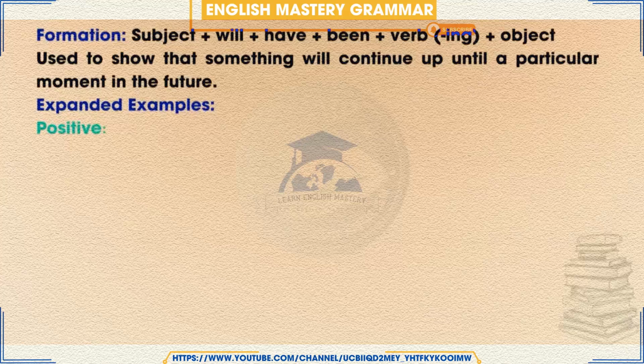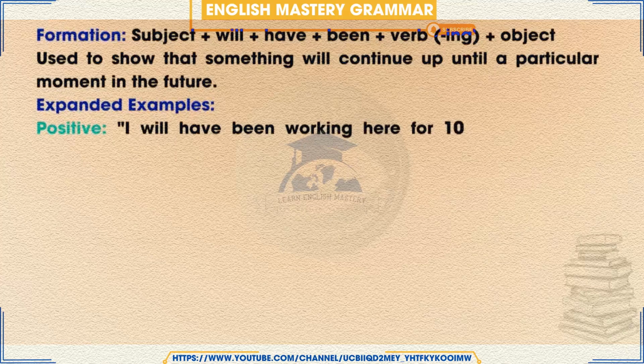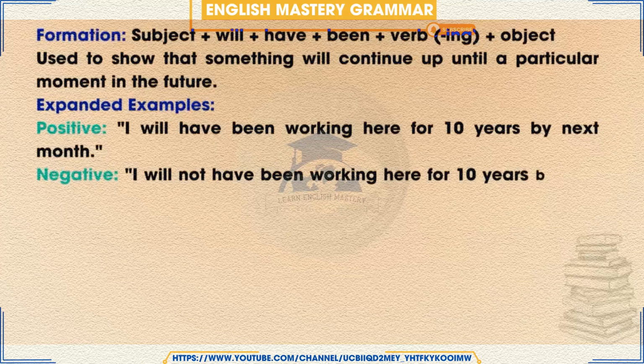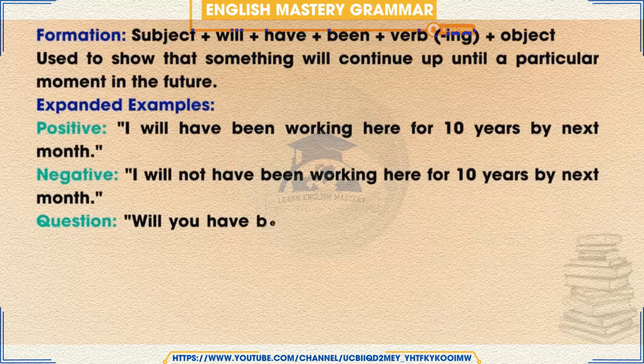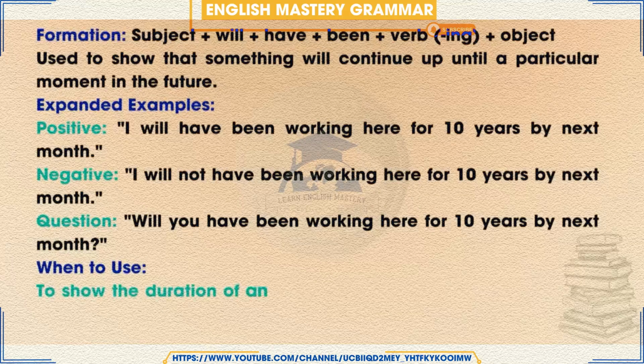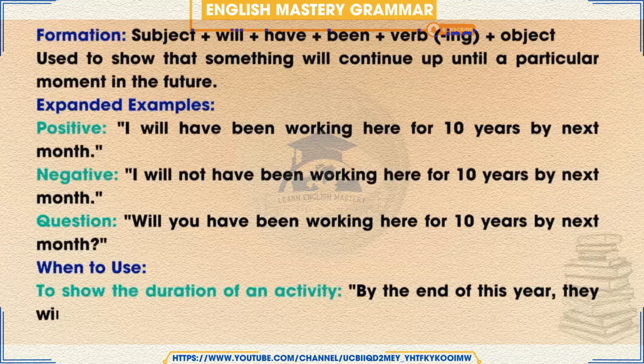Expanded examples. Positive: I will have been working here for 10 years by next month. Negative: I will not have been working here for 10 years by next month. Question: Will you have been working here for 10 years by next month? When to use: to show the duration of an activity. By the end of this year, they will have been studying for 3 years.